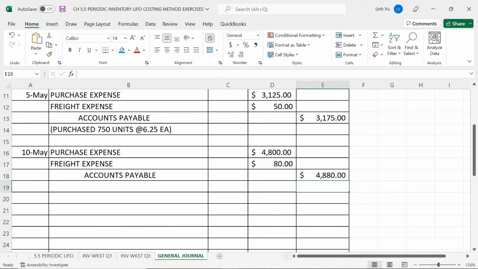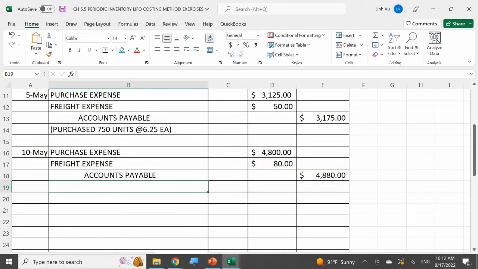Excellent. Okay. So again, you can utilize that as well. If that's something that you want to take a shortcut on, you can go ahead and do so. So I'm going to also make a note here that I purchased 800 units at $6 each.